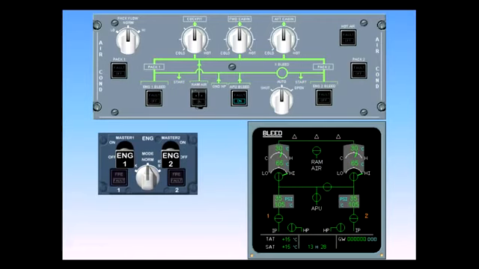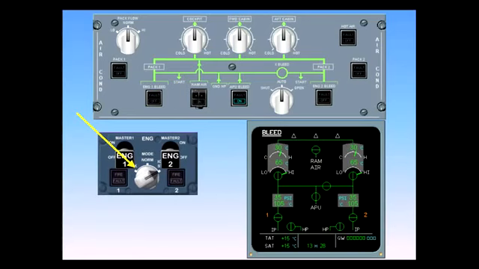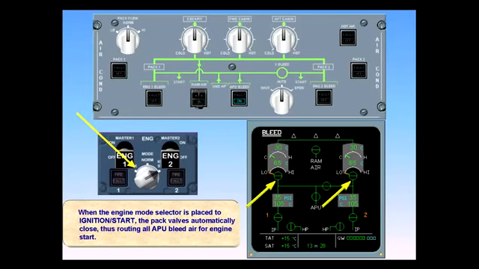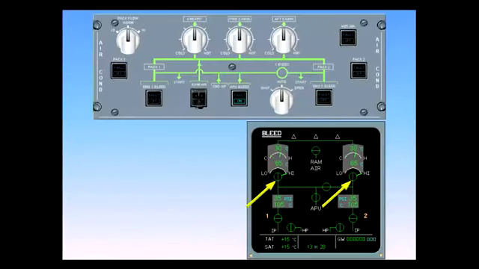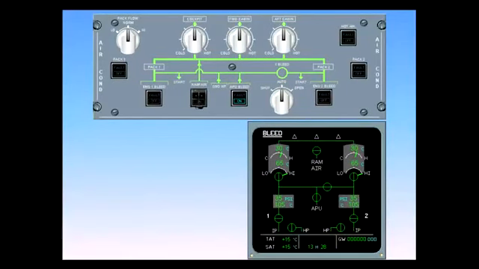During engine start, pack valve operation is automatically terminated. When the engine mode selector is placed to ignition start, the pack valves automatically close, thus routing all APU bleed air for engine start. After engine start, the pack valves reopen. Because the APU bleed valve is still open, the APU will furnish air for the packs. Notice that the engine bleed valves are still closed, even with both engines running, but that there are no bleed valve fault lights. This is because APU bleed has priority over the engine bleed.